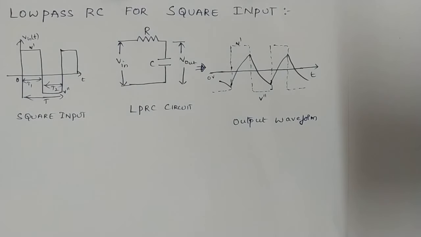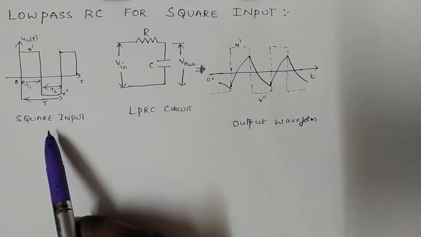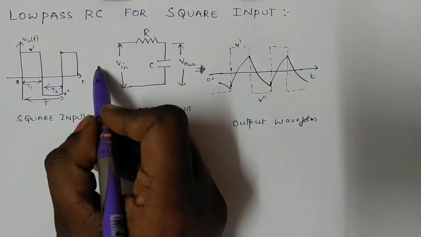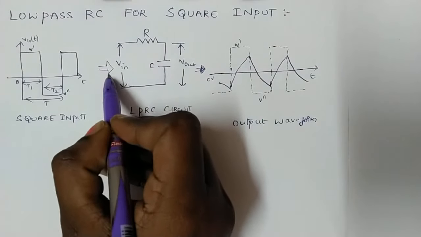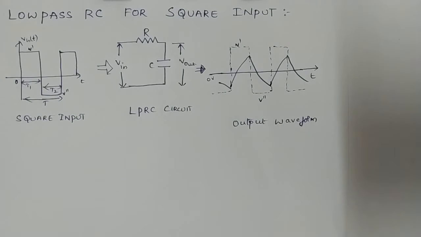What are the things we have to calculate here? This is the square input signal which is applied to the LPRC circuit, and how the output waveform will appear. We will see what the conditions are and what the main aim is that we have to calculate from this output waveform.